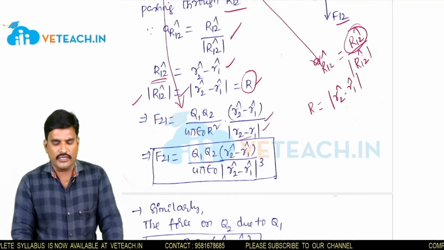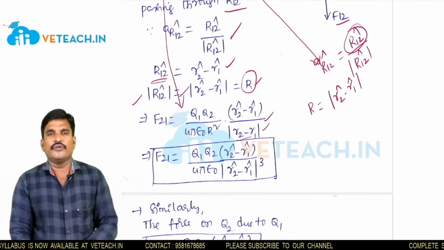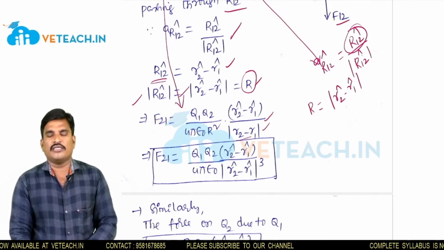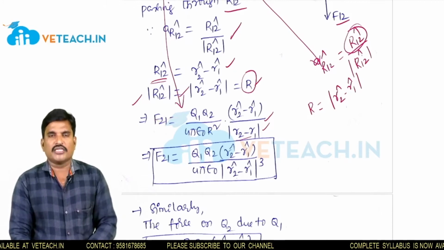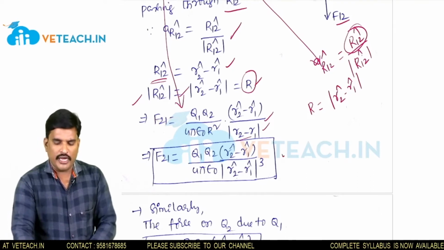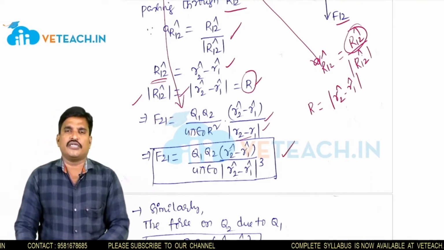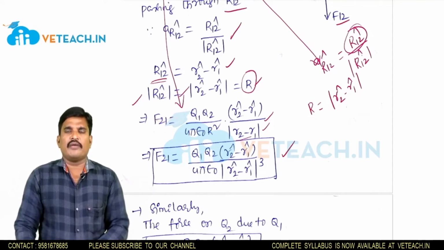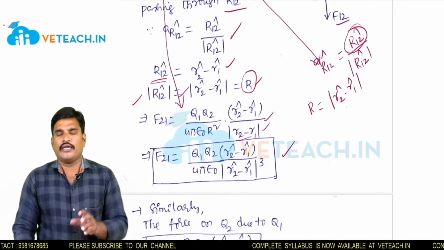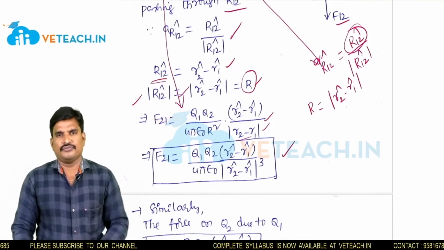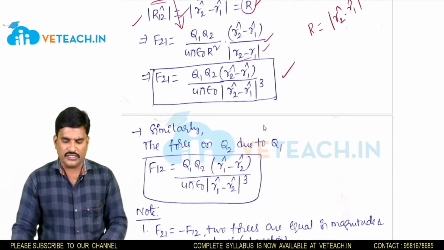Finally, F21 is equal to Q1 Q2 by 4 pi epsilon naught into (R2 minus R1) by mod of (R2 minus R1) whole cube, and it is the force on the first charge due to the second charge. Similarly, how do you find the force on the second charge due to the first charge? Can I have this answer?